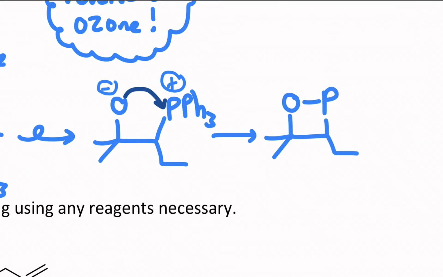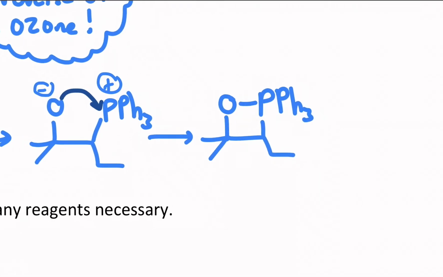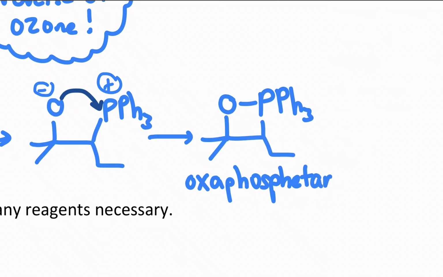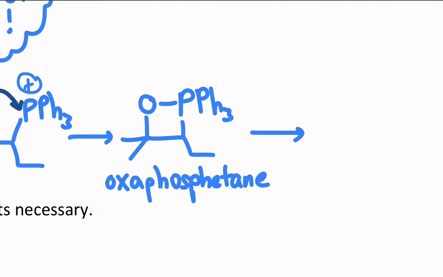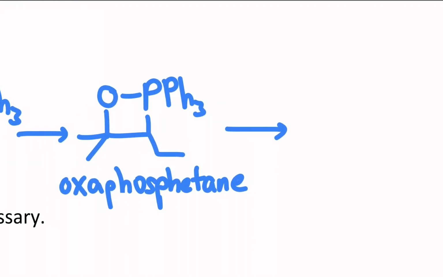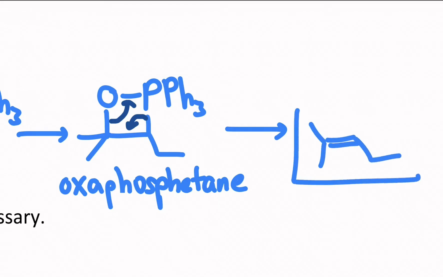Might look a little strained, but remember phosphorus is a very large atom, so it can accommodate the ring strain of this size. This is called an oxaphosphatane. Lots of good organic names in this reaction. And we are one step away from the product. The last step involves an opening of this ring where the carbon-oxygen bond breaks to make a phosphorus-oxygen bond, phosphorus-carbon bond breaks to make a carbon-carbon bond, and that's how you get your alkene.